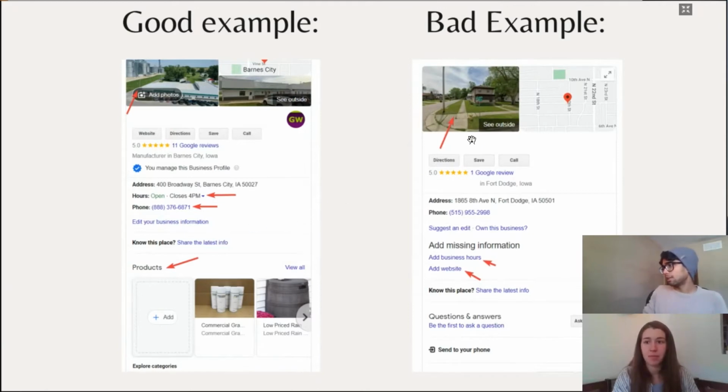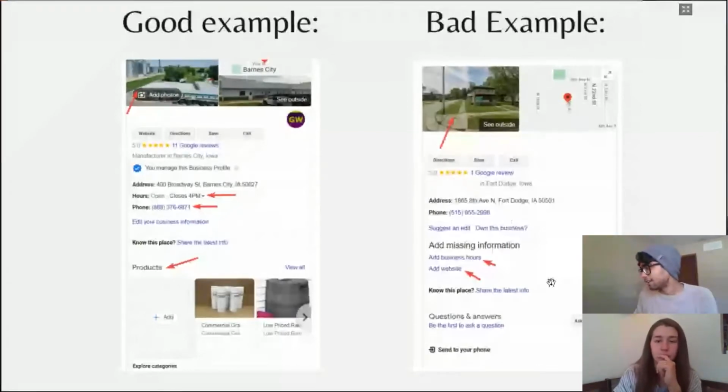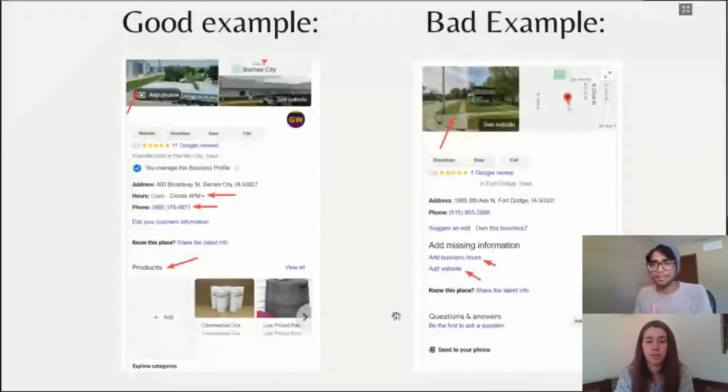And in contrast, you have certain businesses where you don't have photos, so Google gives you the default map view of your business, which may not always be accurate. You don't have business hours here, you don't have a website added, so people can't really go to your website. People can call you, but that's the only option they have to contact you without physically going to your location. And it's asking if you know this place, which means there isn't as much information on here as Google wants.